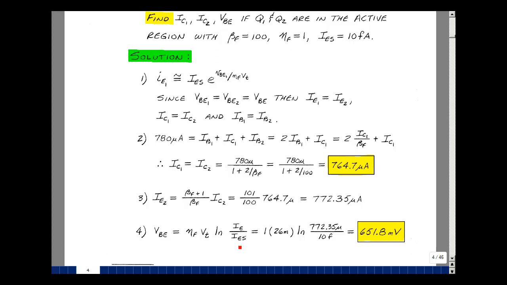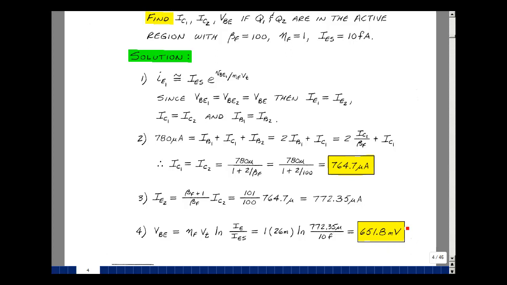The base emitter voltage for transistors 1 and 2 is eta F V sub T times the natural log of I sub E over I sub ES. We have an eta F of 1, V sub T roughly of 26 millivolts at room temperature, an emitter current of 772.35 microamps, and an I sub ES of 10 femtoamps. That turns out to be 651.8 millivolts.